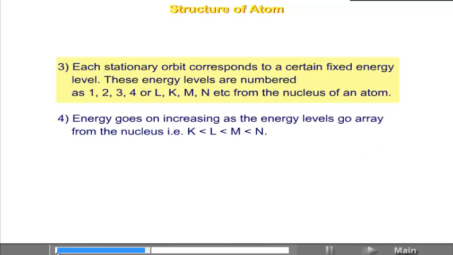Third, each stationary orbit corresponds to a certain fixed energy level. These energy levels are numbered as 1, 2, 3, 4 or K, L, M, N, etc. from the nucleus of an atom. Fourth, energy goes on increasing as the energy levels go away from the nucleus, that is K < L < M < N.